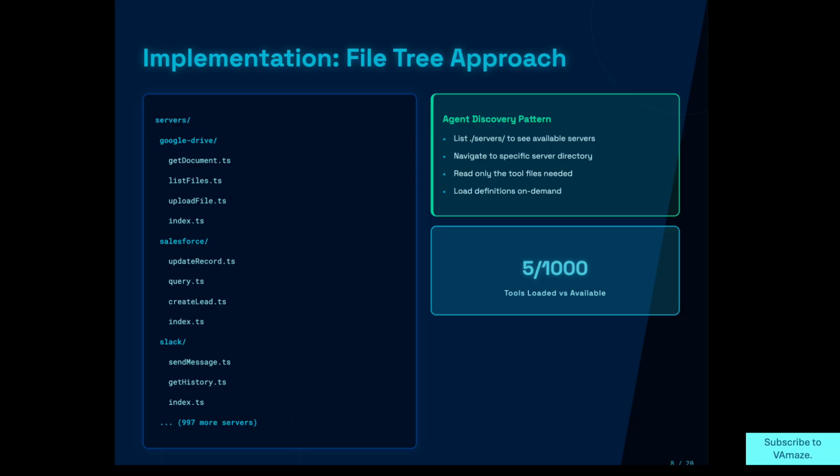Want to see what Google Drive tools are available? List the Google Drive directory. Want to understand what the getDocument function does? Read the getDocument.ts file. The beauty of this approach is progressive disclosure in action. The agent doesn't need to load all tool definitions up front. It can navigate the file system, discover what's available, and load only what it needs. For an agent connected to 1,000 tools but only needing 5 for the current task, this means loading 5 tool definitions instead of 1,000. That's a 99.5% reduction in tool-related token usage right there, before we even start executing operations.